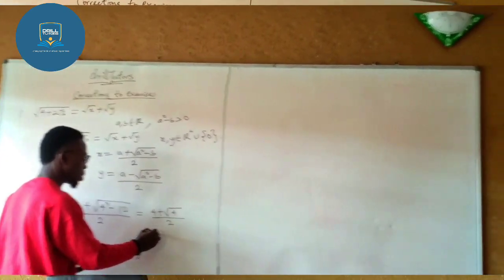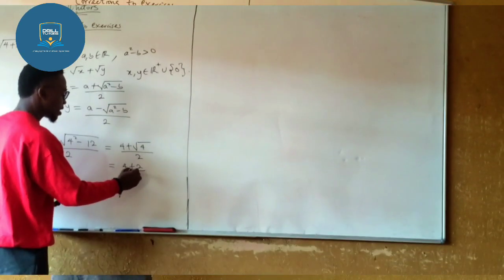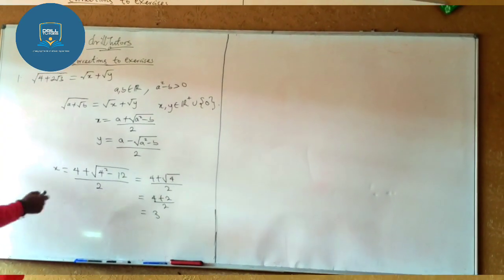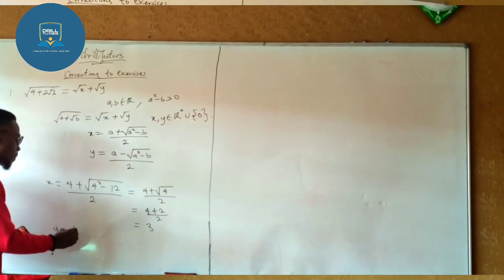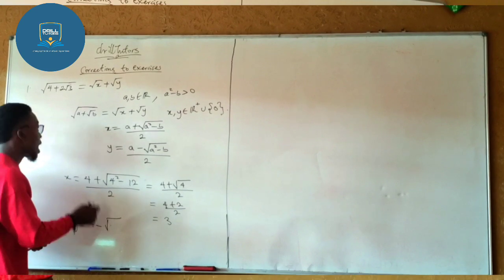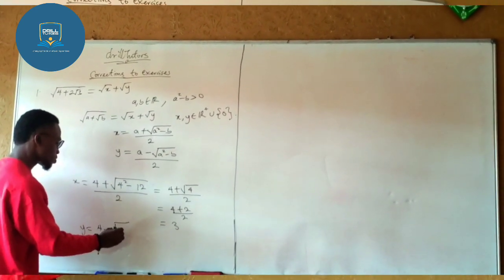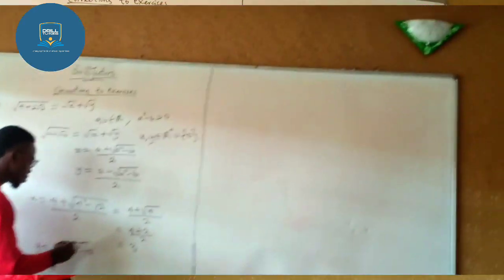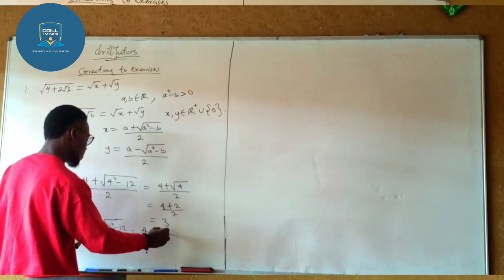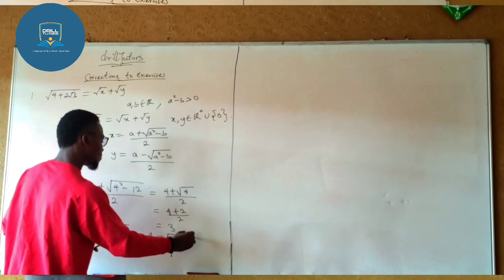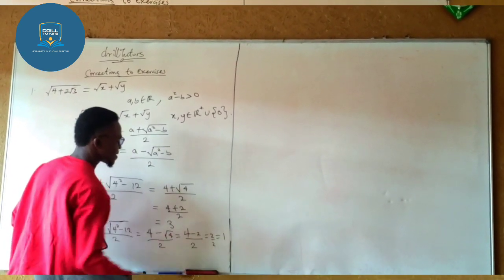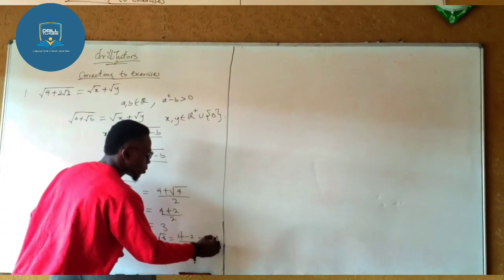That is 4 plus 2 over 2, which is simply 3. So the value of x is 3, and that of y is 4 minus the square root of a squared minus b. What is a squared? We said a squared is 4 squared minus 12 over 2, which is 4 minus the square root of 4 all over 2, which is 4 minus 2 over 2, and that is 2 over 2, which is simply 1 for y. Now, what does that tell you?